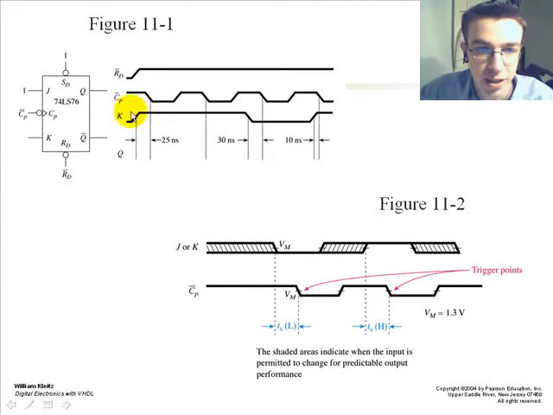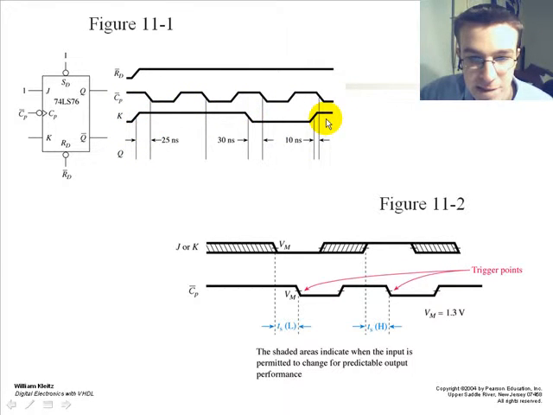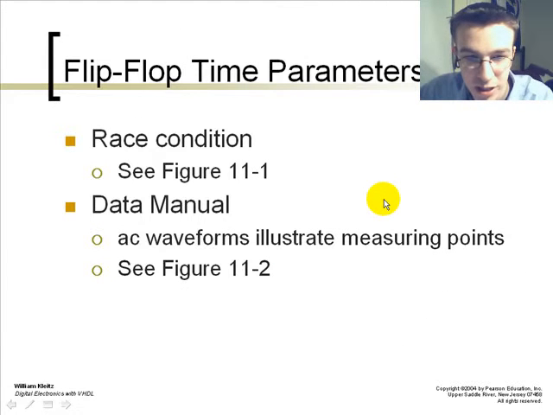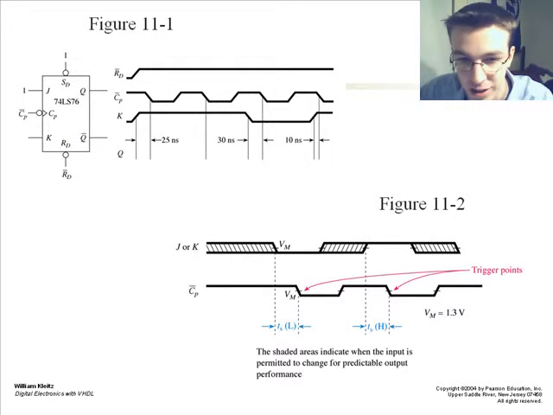You have your RD, your set, your reset, and you have your clock pulse, CP, and you have your K value coming in here. And figure 11-2, you have your AC waveforms. They're illustrated by points with your IS and L. This little propagation between the J or K and your clock pulse.